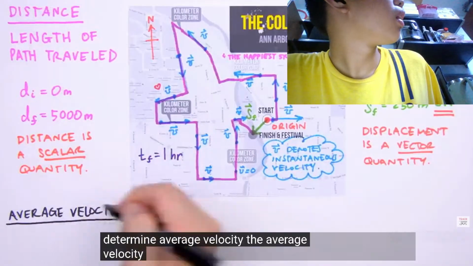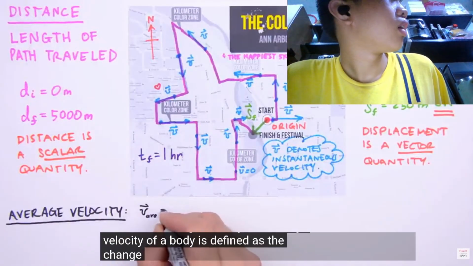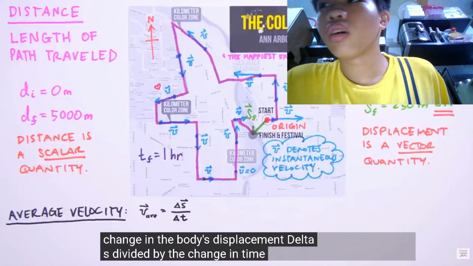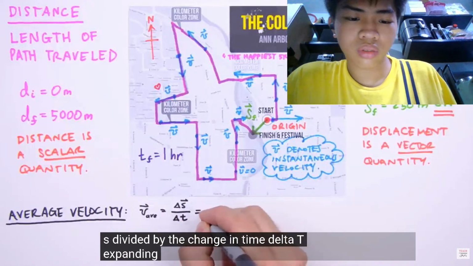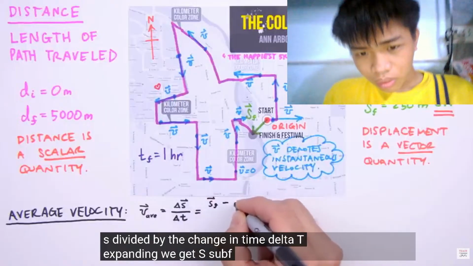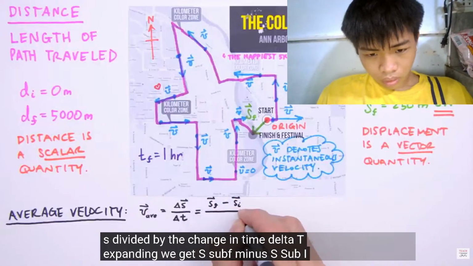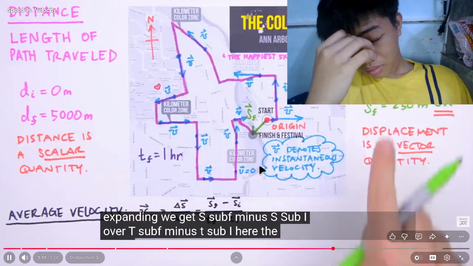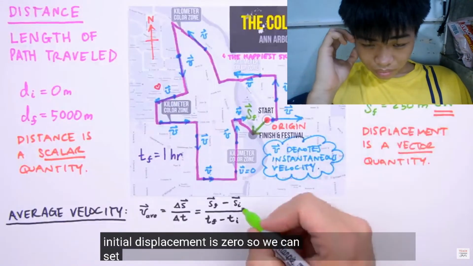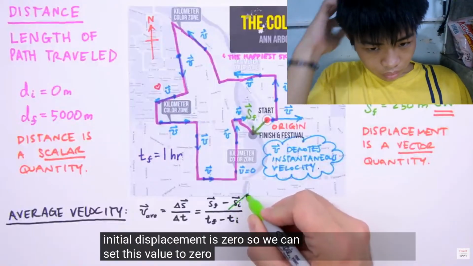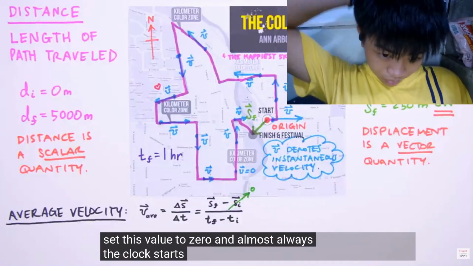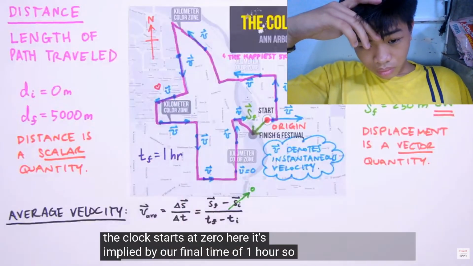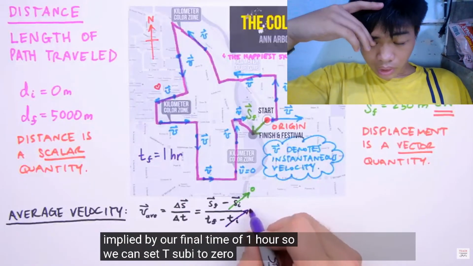Now we can determine average velocity. The average velocity of a body is defined as the change in the body's displacement, delta S, divided by the change in time, delta T. Expanding, we get S sub F minus S sub I over T sub F minus T sub I. Here the initial displacement is 0, so we can set this value to 0. And almost always the clock starts at 0. Here it's implied by our final time of 1 hour, so we can set T sub I to 0.